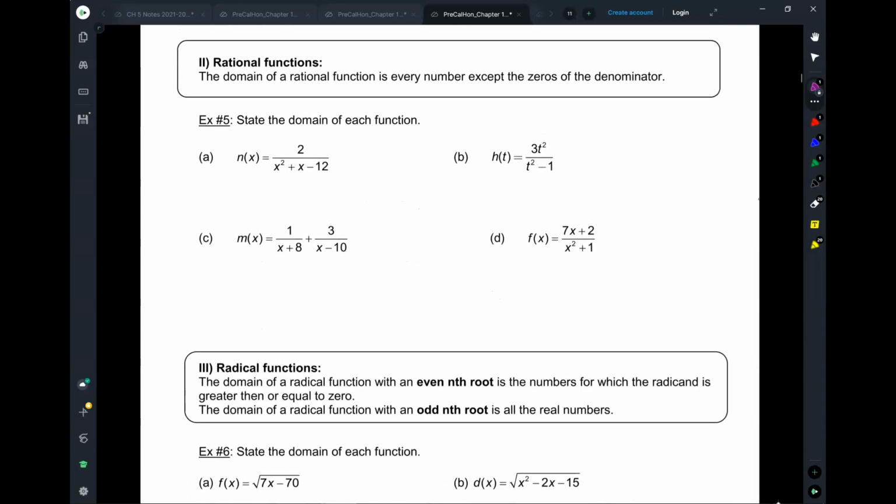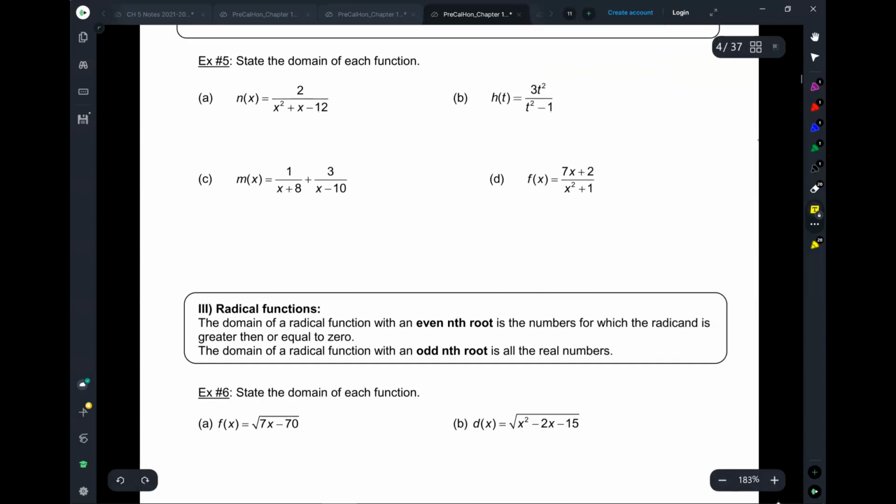Yeah? Okay. So, all right, next we come to rational functions. These are like the ones with the denominator. Okay? The domain is every number except the zeros of the denominator. So basically, here's what you do. Set the denominator equal to 0. Get those x values, exclude them, and the rest are good.